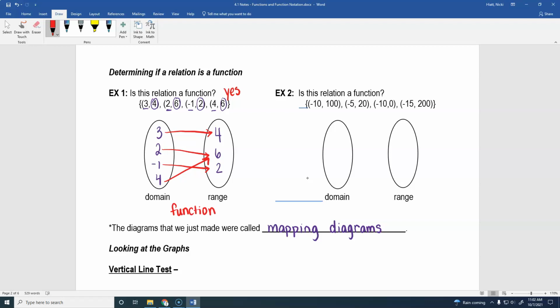Okay? So it is a function if each x, which is your domain, each one over here on the left, only has one arrow that goes out from it. Okay, so 3 only has one arrow, 2 only has one arrow, -1 only has one arrow, 4 only has one arrow. Okay? It is okay that 6 has two arrows over here. We don't care. We only care about domain. Right? So this would be a function.